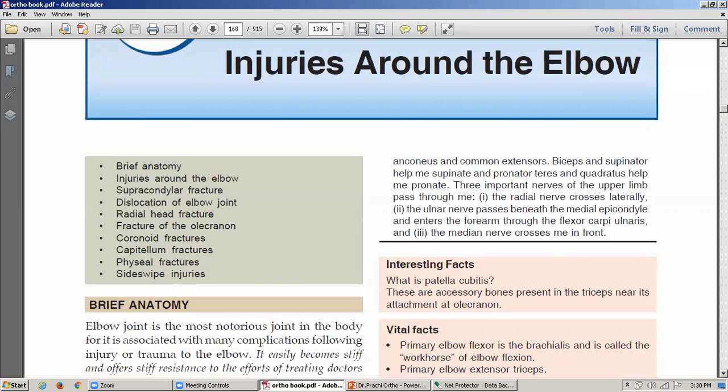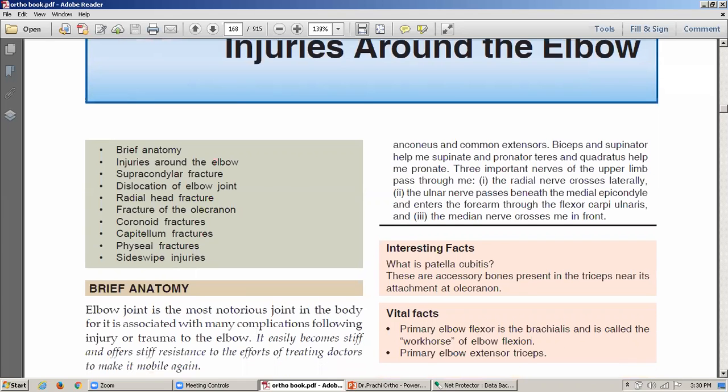Under injuries around the elbow, we will see a brief anatomy of the elbow joint, then injuries around the elbow: supracondylar fractures, dislocation of the elbow joint, radial head fracture, fracture of the olecranon, then coronal fracture, capitellum fracture, PCL fractures, and sidewise injuries.